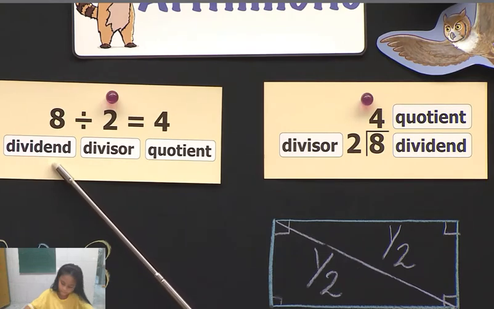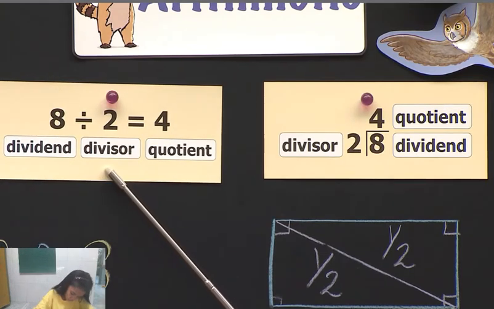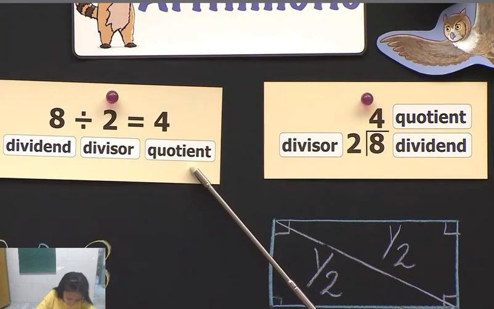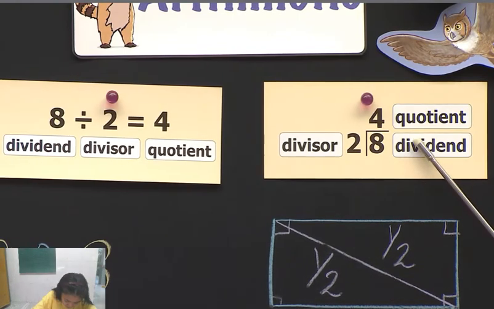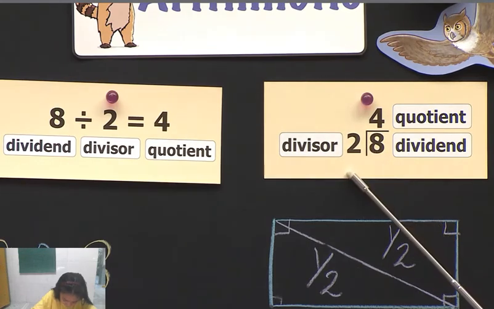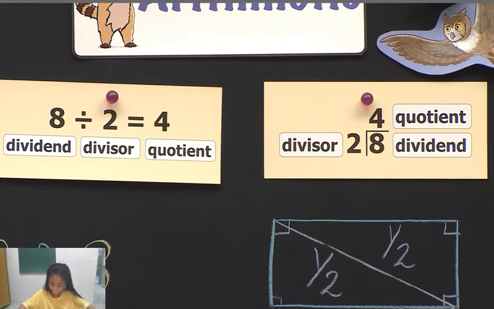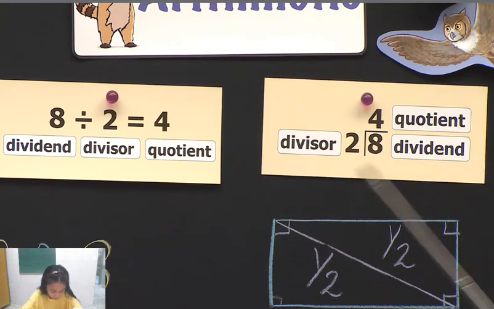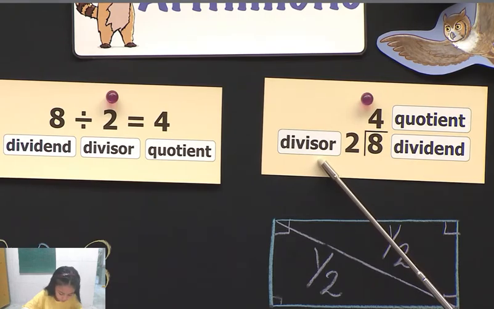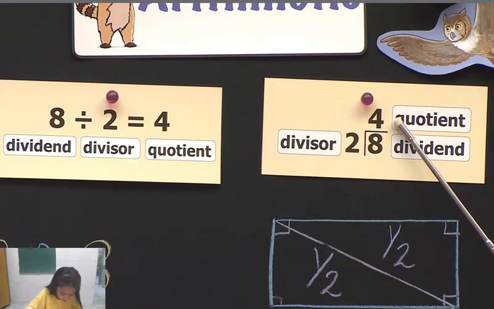Listen, then repeat. Dividend. Dividend. Divisor. Divisor. Quotient. Quotient. Which one is the answer to my problem, Carson? The quotient. Good. Now there is a second way we can write this problem. We can also write it in what looks like a house. We have a number inside, a number outside, and a number on top. The number inside is the number we start with, the dividend. The number outside is the number of groups, the divisor. The quotient can also be written as the answer on top.